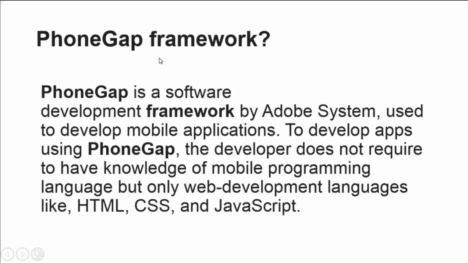About the PhoneGap framework, as you can see, the framework means what? The structure of PhoneGap. Now, PhoneGap is a software development framework by Adobe Systems used to develop mobile applications, not only one application, but multiple applications. To develop an app with PhoneGap, the developer does not require knowledge of a mobile programming language, but only web development languages like HTML, CSS, and JavaScript.